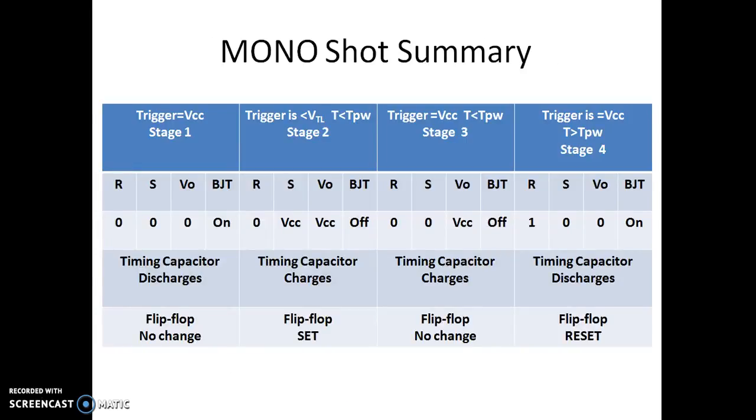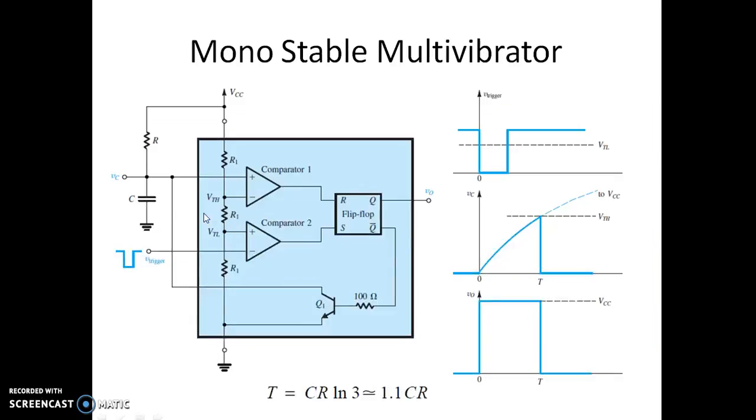So what is the summary of monoshot? If the trigger is VCC, we consider it as stage 1, so it is not a valid trigger. The reset and set are 0, so output remains in the previous state of 0. The BJT is on because the BJT is getting the complement of V0 as its base drive. As you can see, this is getting Q bar.